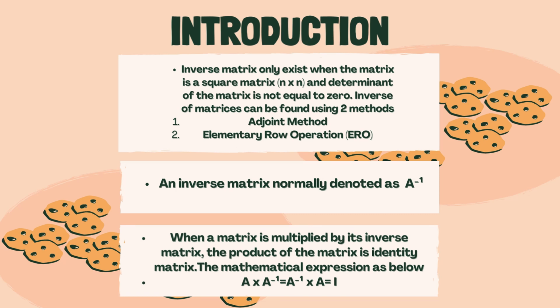The inverse of matrices can be found by using two methods. First, we have the adjoint method, and secondly, we have elementary row operation, which is ERO. In this video, we only focus on elementary row operation. An inverse matrix is normally denoted as inverse A. When a matrix is multiplied by its inverse matrix, the product is the identity matrix. The mathematical expression is as below: A times inverse A equals inverse A times A equals identity matrix.